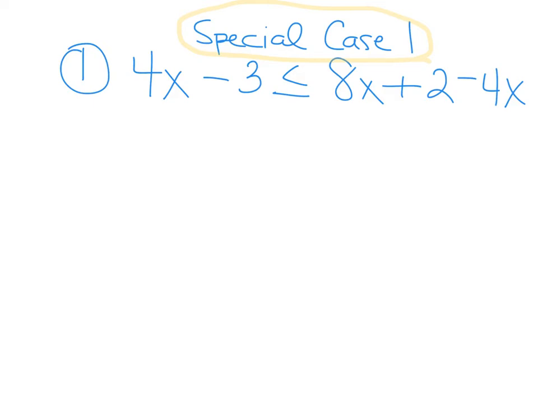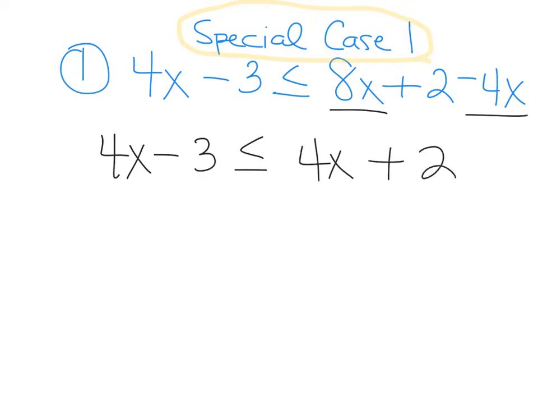Okay, this is our first problem that we're going to do, and you're going to find out it's our first special case. So go ahead and write this problem down on your notes, and we're going to work it together. I don't want you to work it by itself. I want you to work it with me. All right, so the first thing we would do, we have no distributive property. We have no fractions. So the first thing we're going to do is combine our like terms on this side, just like you would do with any inequality or any equation. Same rules apply. So I get 4x minus 3 is less than or equal to 4x plus 2.